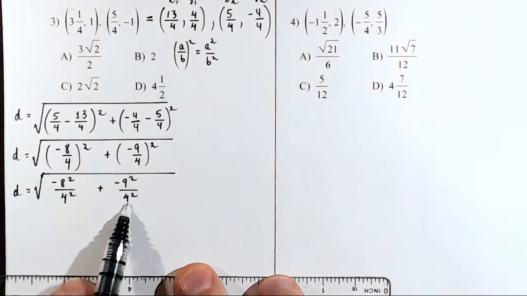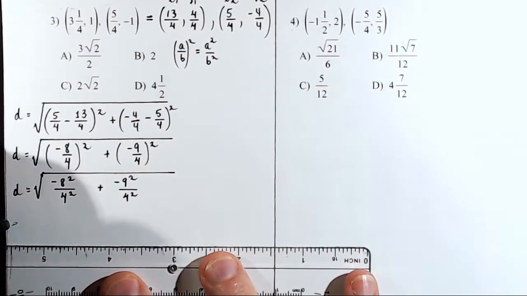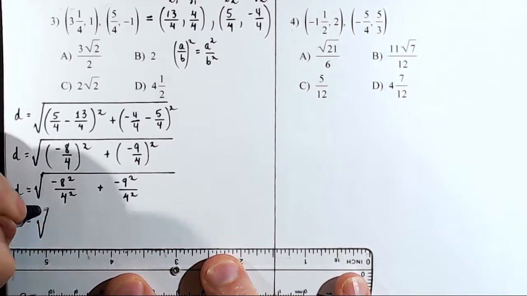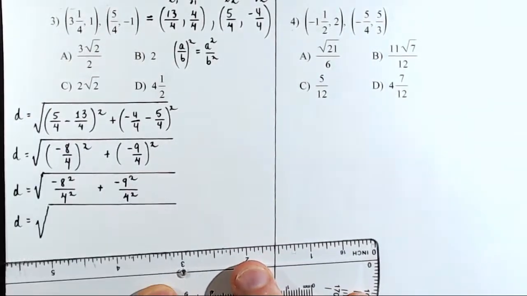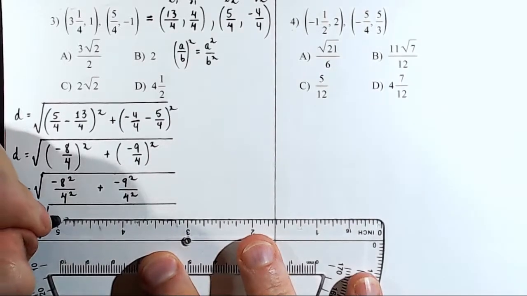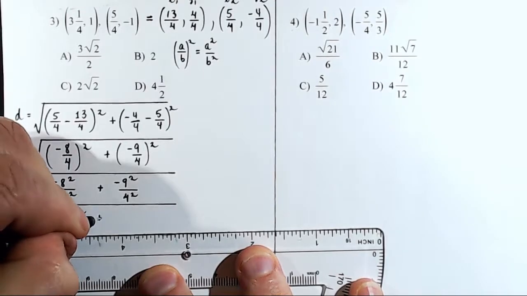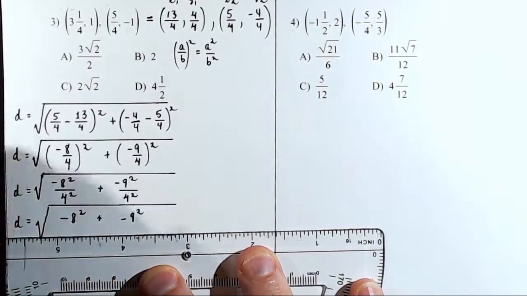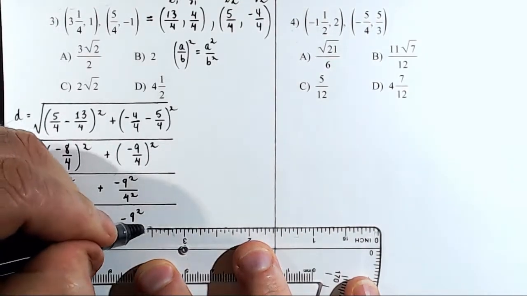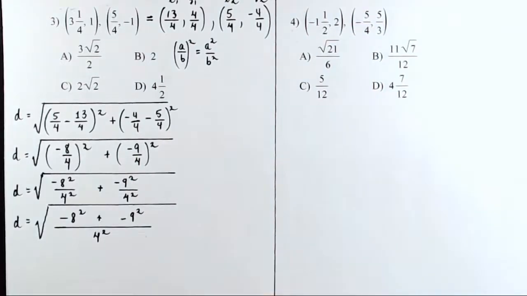Okay, and because we still have common denominators, we can combine these together. So D is equal to the square root of negative 8 squared plus negative 9 squared, all over 4 squared.